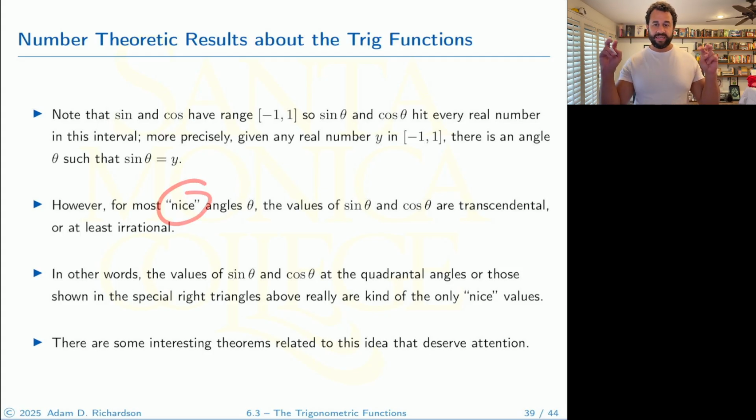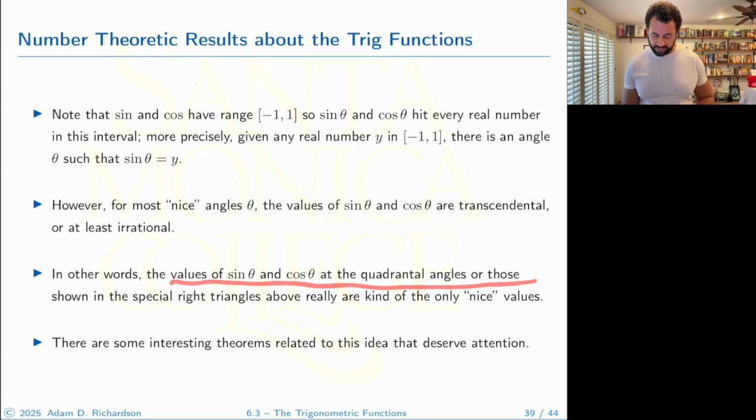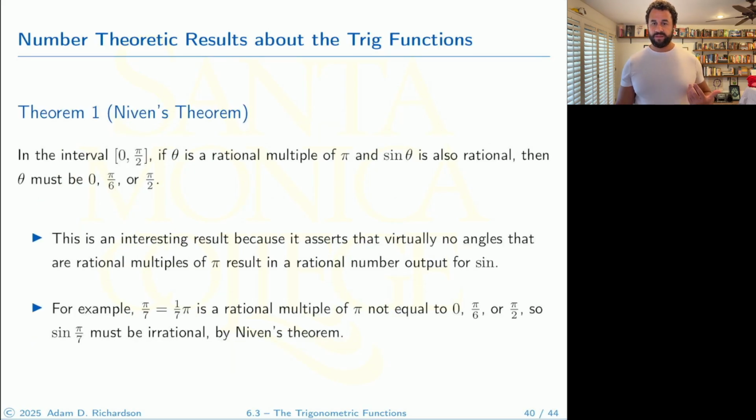However, for most angles, the values of sine and cosine are transcendental, or they're at least irrational. So this is why I say that those angles we are talking about are kind of the only nice ones. The values of sine and cosine at the quadrantal angles or those shown in those special right triangles really are kind of the only nice values. Otherwise, they're going to get kind of gross. There are some interesting theorems related to this idea that do deserve some attention, so I want to talk about them here, just to illustrate what I'm talking about.